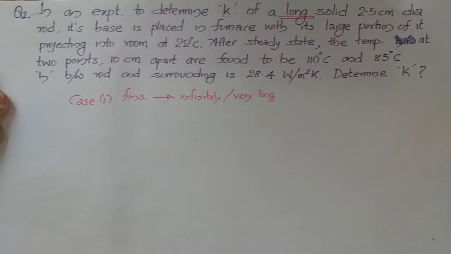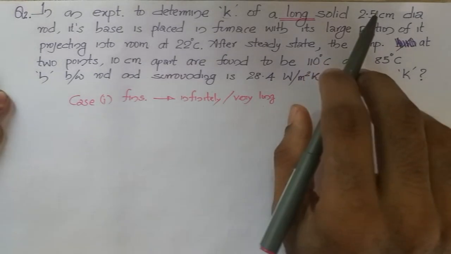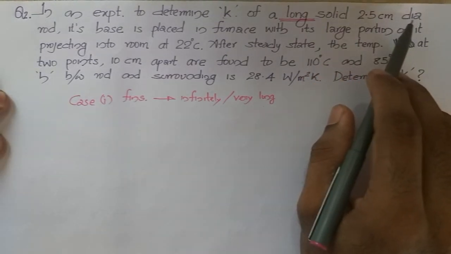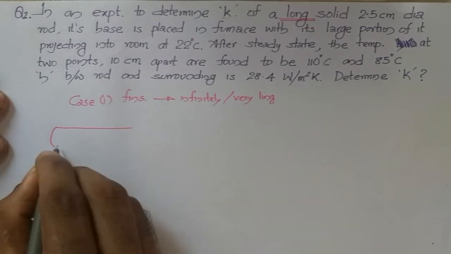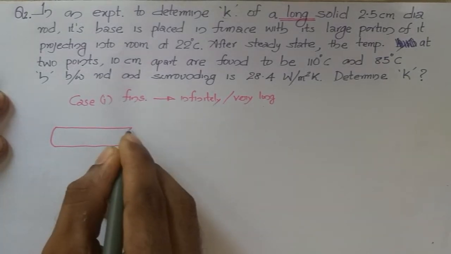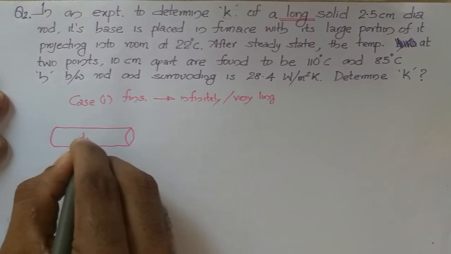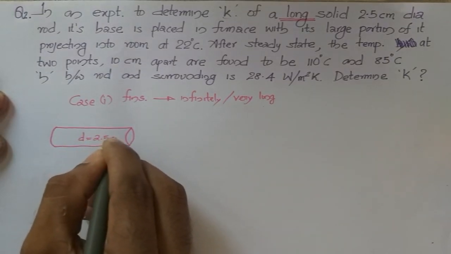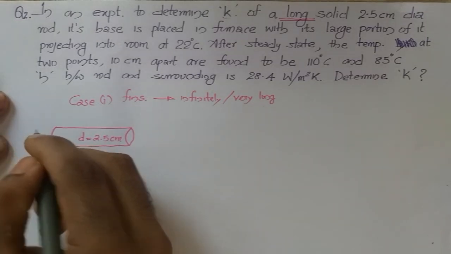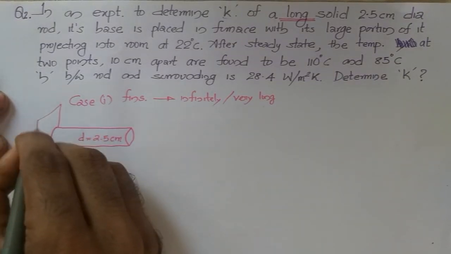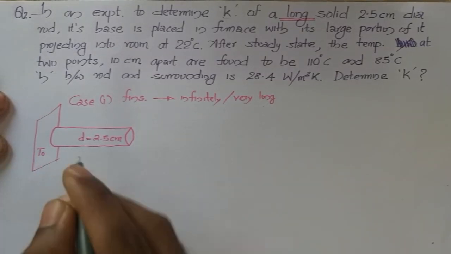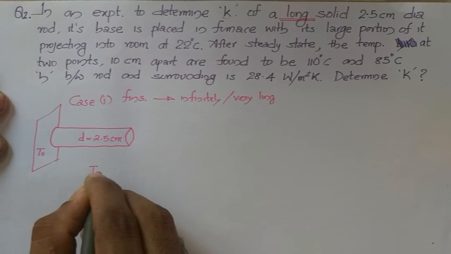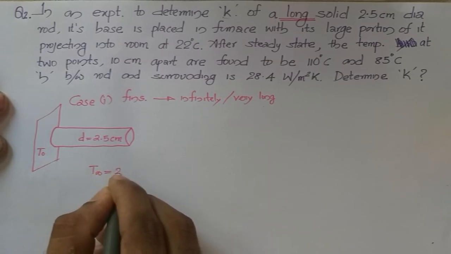So very long fins you are having. Here next you have to identify the shape of the fin. It is said that it is a solid 2.5 centimeter diameter rod. Means here also you are having a circular or pin fin which is extending from a surface, and the diameter of this pin is given as 2.5 centimeter, and it is extending from the base. Here base temperature is not given, so I will be calling it T0, and it is in an atmosphere of T infinity equal to 22 degrees Celsius.